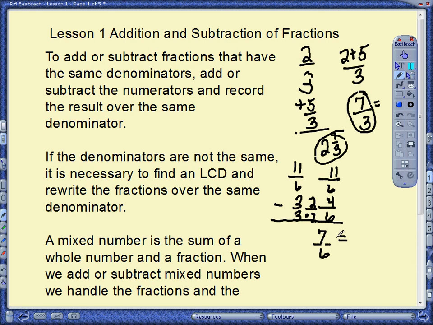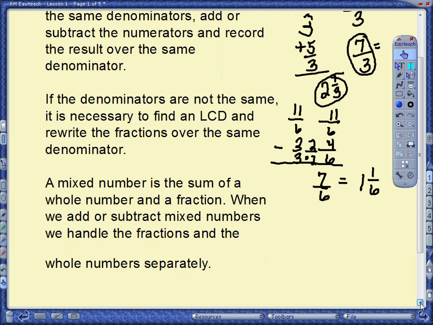And again, this is an improper fraction because the numerator is larger than the denominator. We can change it by dividing 6 into 7. It would go once, and there would be a remainder of 1. Either one of these answers is fine. Actually, the answer that is the improper fraction is usually more useful in algebra.